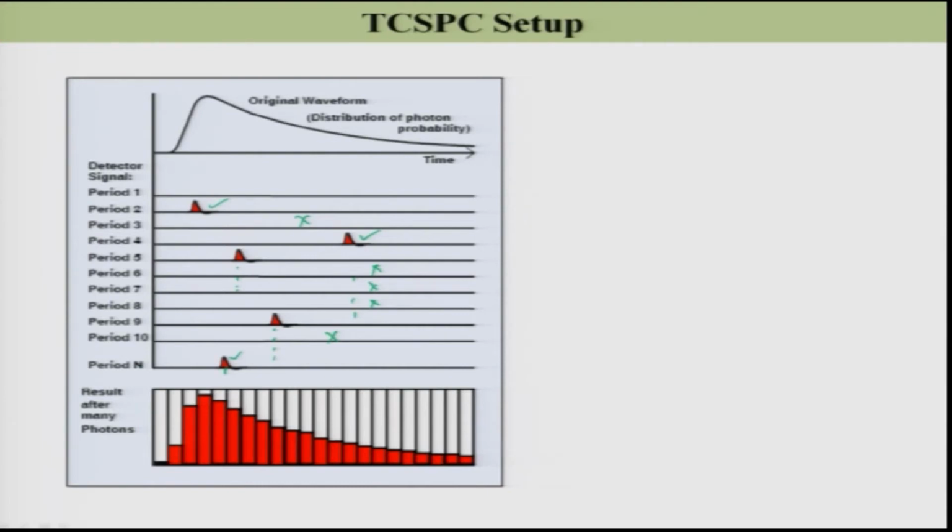You will get such a histogram, which is nothing but the dependence of fluorescence intensity as a function of time. Now, if you fit this using your equation, I equal to I0 e to the power minus t by tau, then you will be able to get the fluorescence lifetime of your sample.